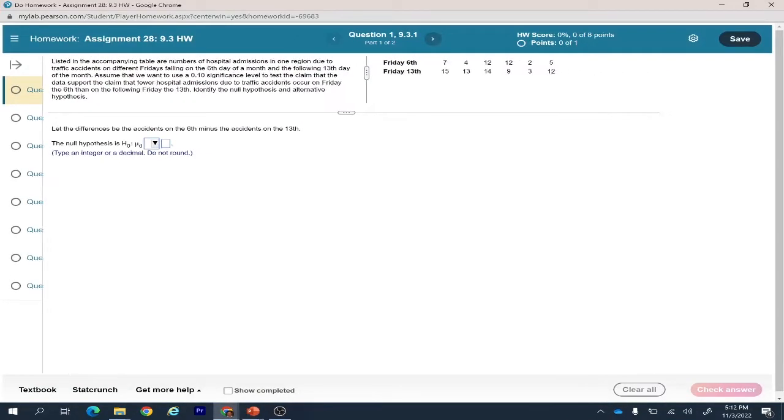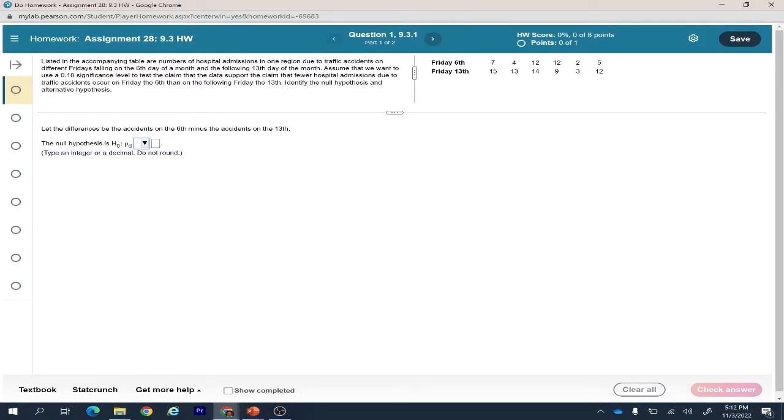Number one. Listed in the accompanying table, this is the table we are given, are the numbers of hospital admissions in one region due to traffic accidents on different Fridays falling on the 6th day of a month and the following 13th day of the month. So these are the data: Friday the 6th, these are the numbers; Friday the 13th, these are the numbers. Assume that we want to use a 0.1 significance level, this is the value of alpha, to test the claim that the data support that fewer hospital admissions due to traffic accidents occur on Friday the 6th.